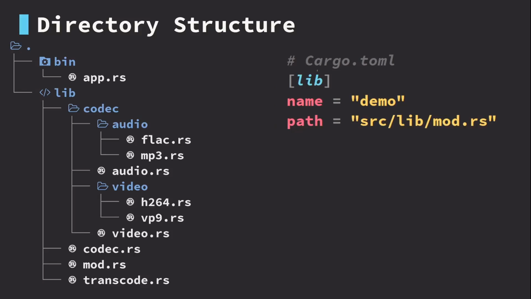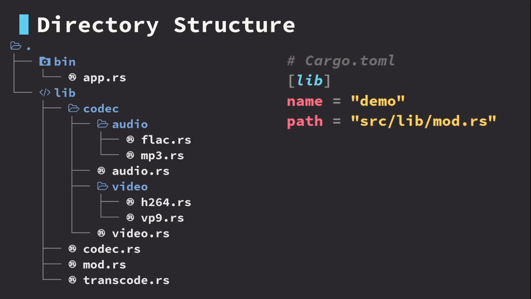In our cargo.toml file, we have a lib section and a name key and a path key. The name is the name of the library that will be accessed in the code, and the path is the relative path to the actual Rust source file. In this case, our library is named demo, so we can use the word demo to access it in the code, and the path will be at src/lib/mod.rs.